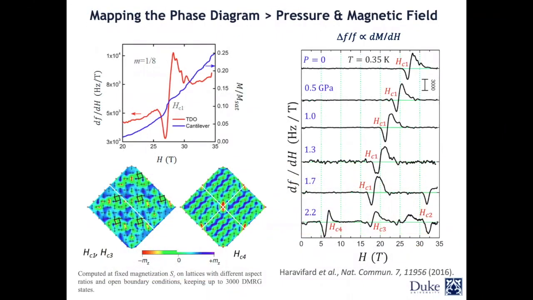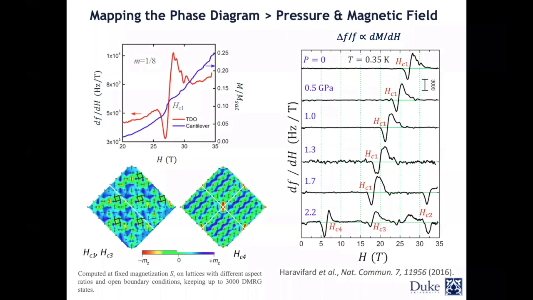First of all, we have to have some relationship between this TDO and conventional magnetization measurements. This is a conventional magnetization measurement at zero pressure, and this is the derivative of the TDO, so it's the second derivative of magnetization. Both show that at around 27 Tesla there's a 1/8 plateau. So we can use this technique to map what the 1/8 plateau is doing. At zero pressure, this is the 1/8 plateau, the first major plateau in this compound, at around 27 Tesla.